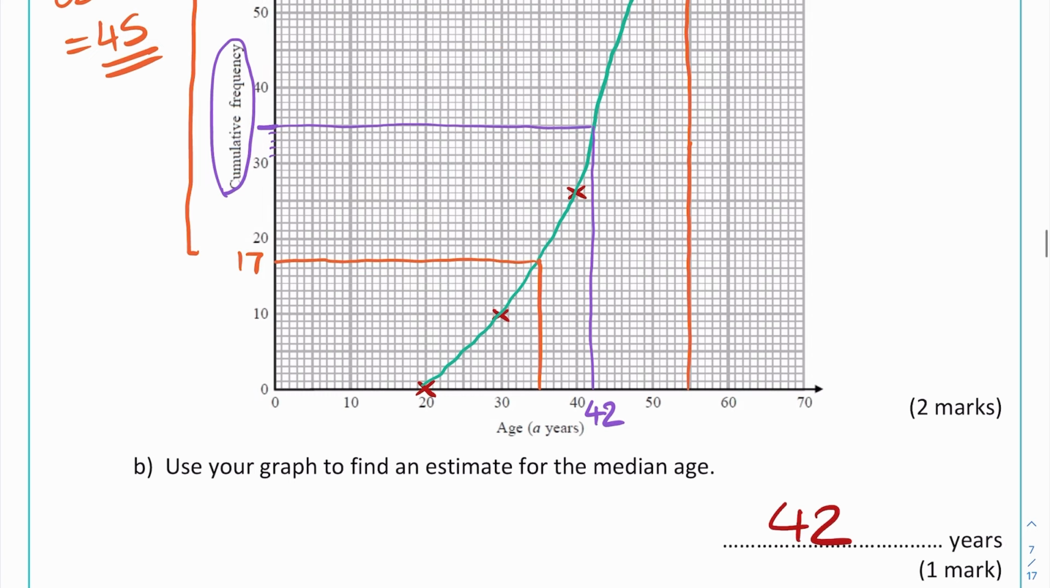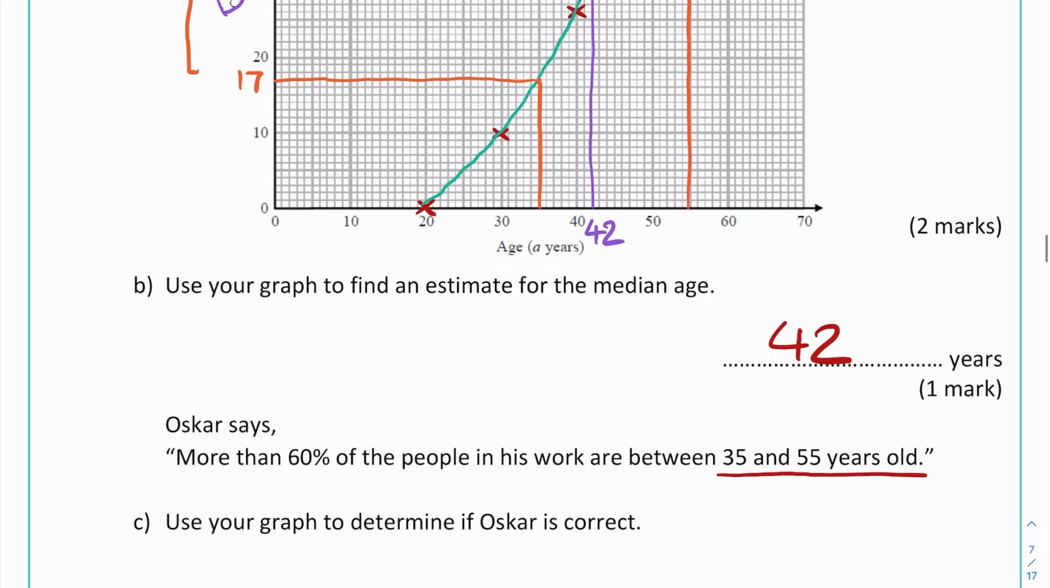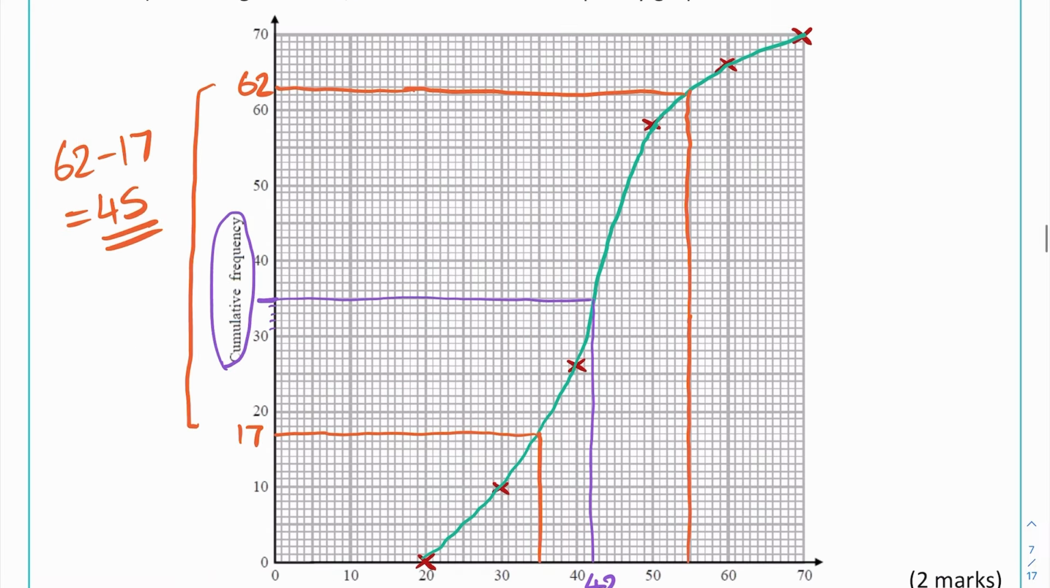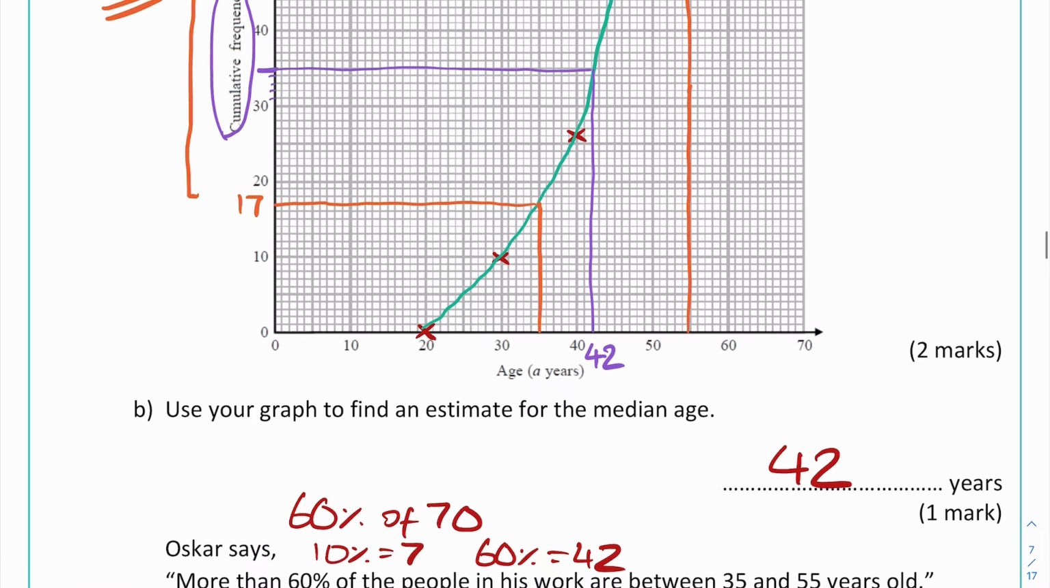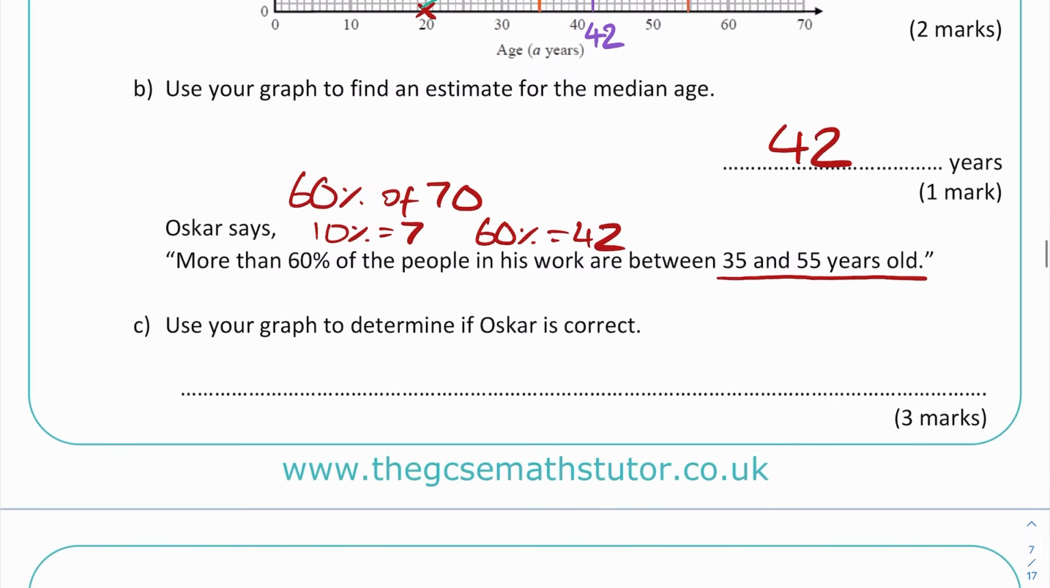35 and 55. So what is that as a percentage of the total amount? Well, at the moment, there are 70 people on this graph. What is 60% of 70? If we work that out, 60% of 70, well, we can divide 70 by 100 times by 60, and we get 42. Of course, or you can write down 10% is 7, and then times that by 6. So 60% is equal to 42 people. We've got 45 people. Oscar says more than 60% are between that age, so we would say yes.